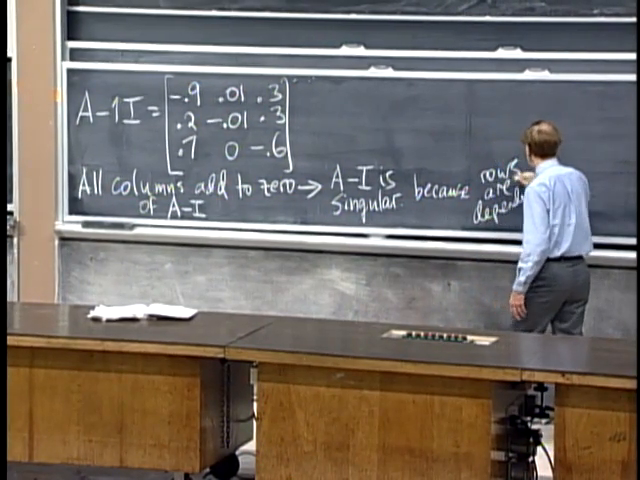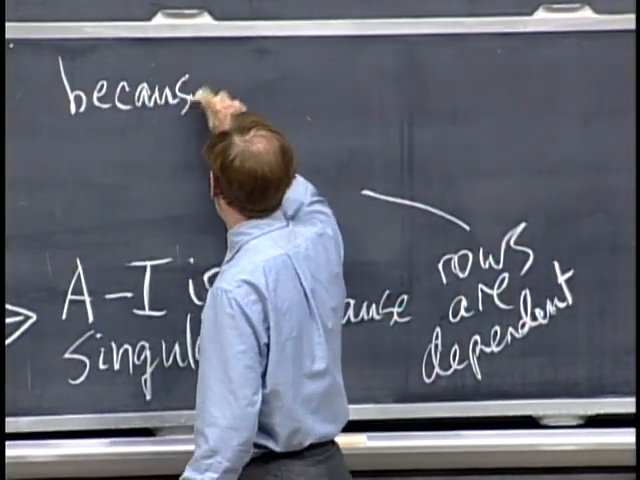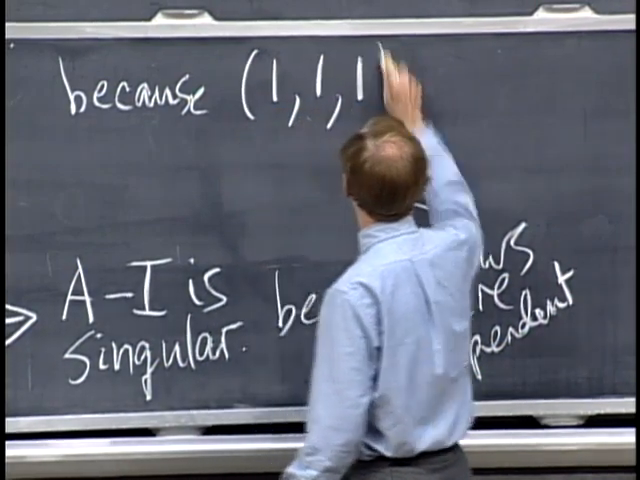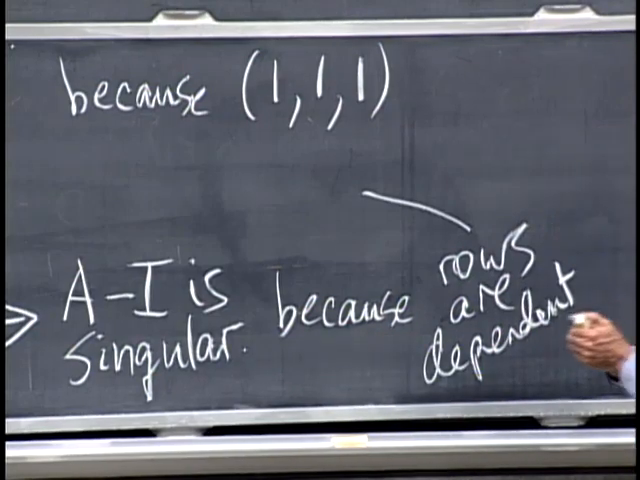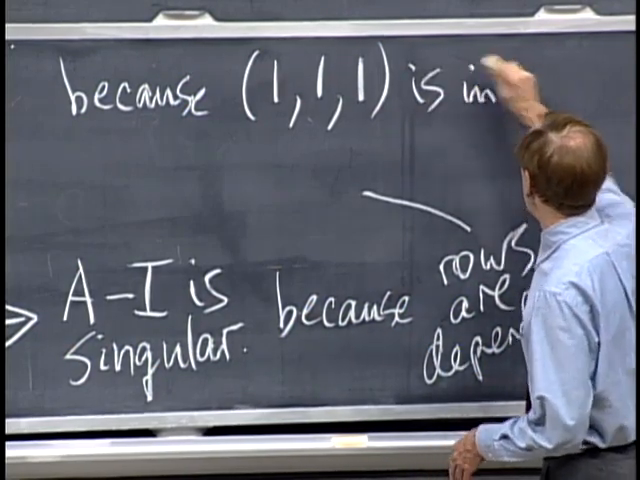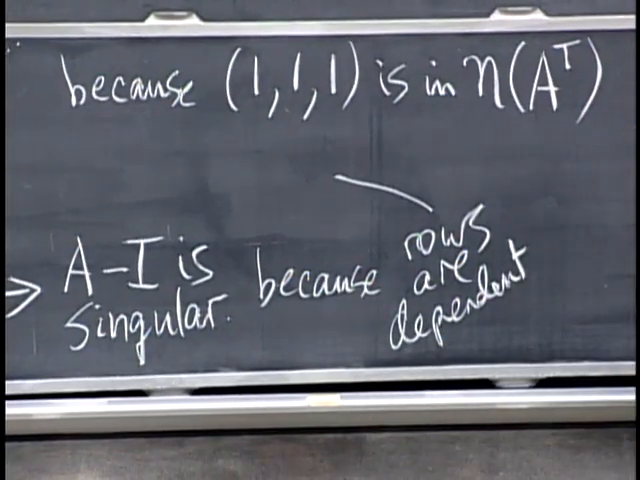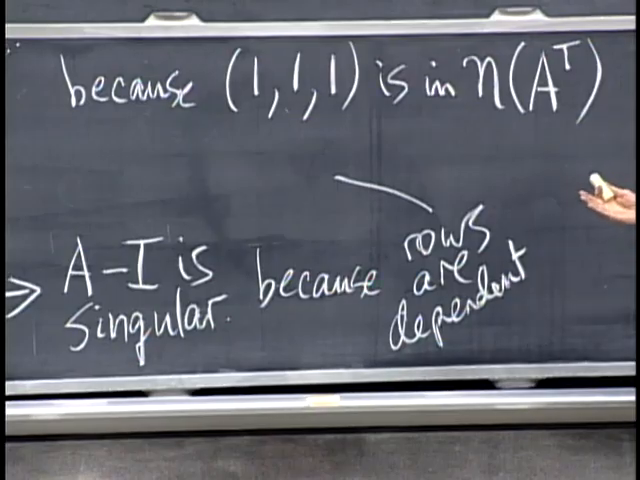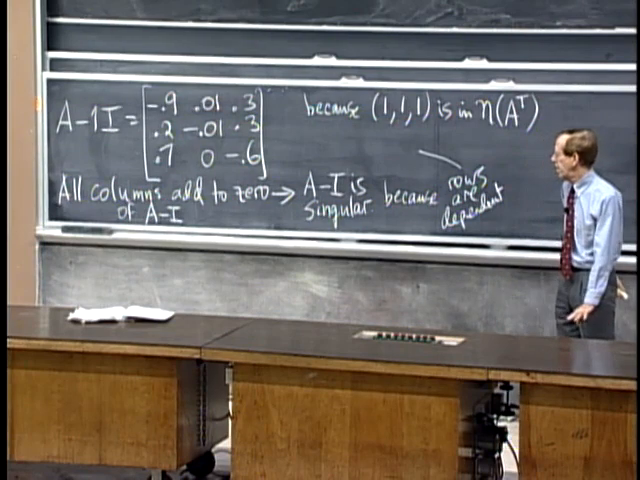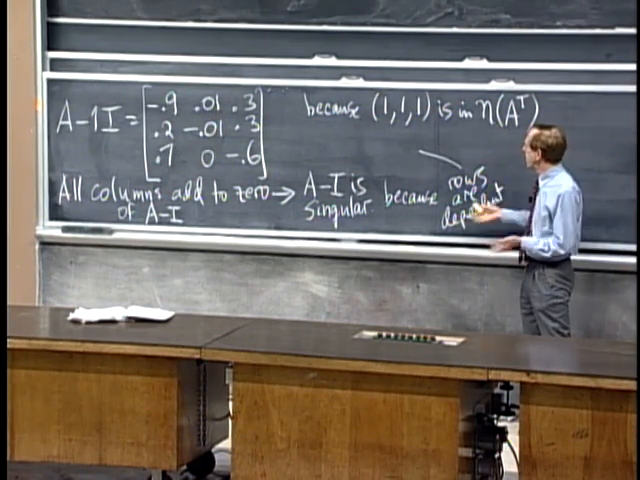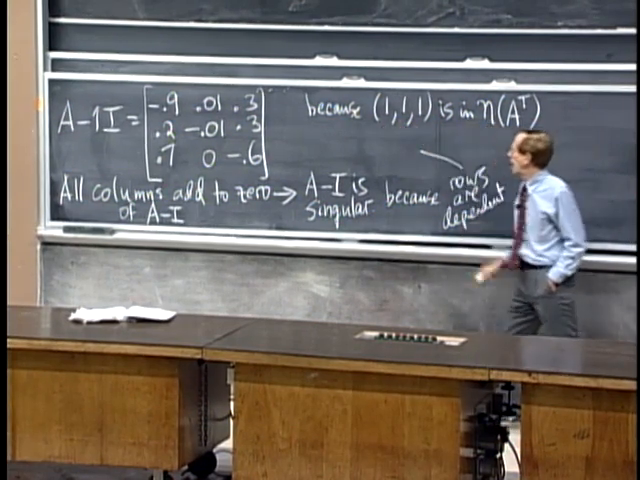And can I just keep the reasoning going? Because this vector 1, 1, 1 is not in the null space of the matrix, but it's in the null space of the transpose. And that's good enough. If we have a square matrix, and the rows are dependent, that matrix is singular. So it turned out that the immediate guy we could identify was 1, 1, 1.